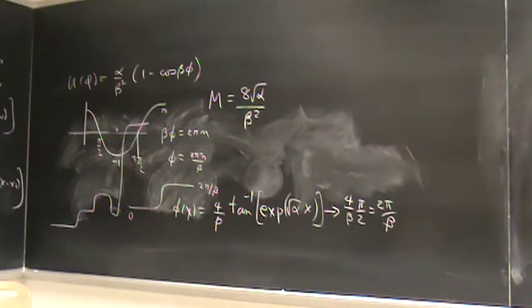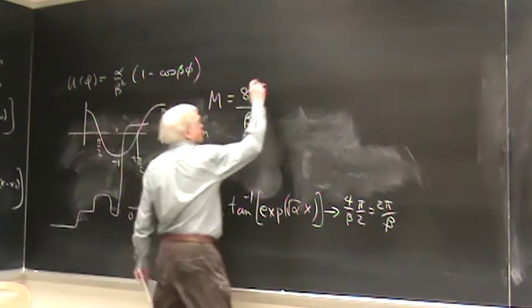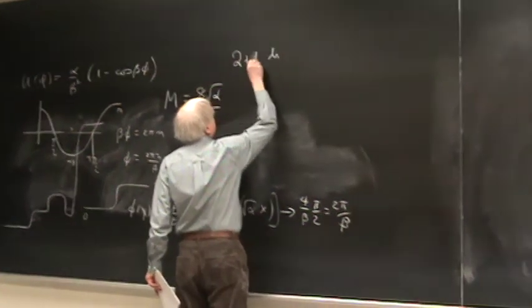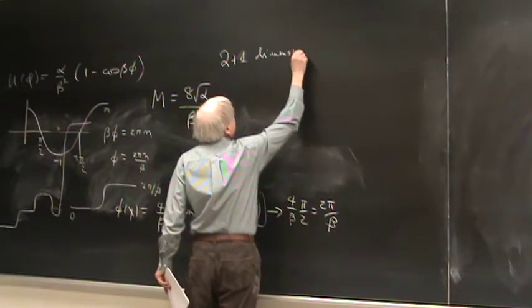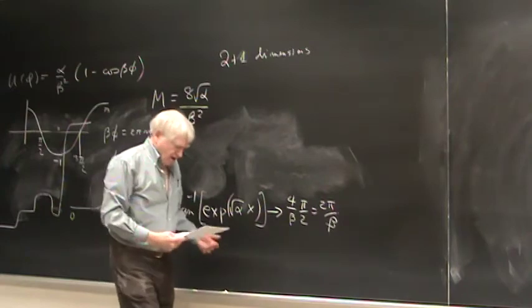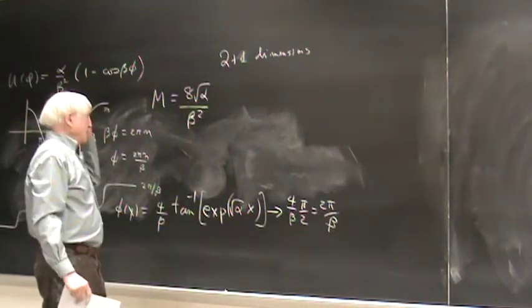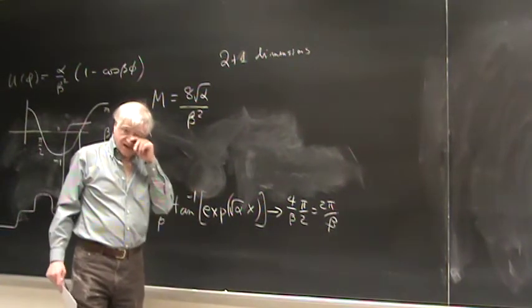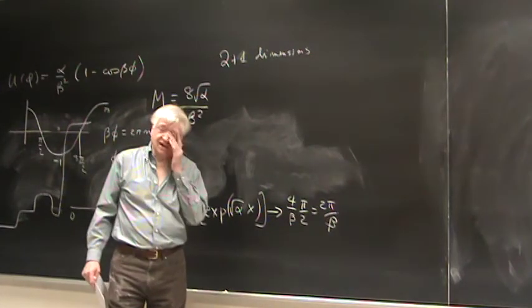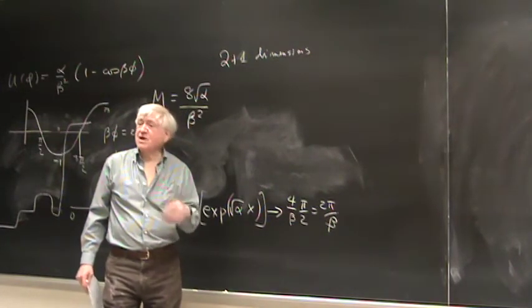Okay, let me back up, let's see. Let me go up in dimension now, and let's look at things in two space and one time dimensions. Two plus one dimensions. By the way, these one-dimensional kinks, as I said in class when I first did this, in fact, a tsunami is a kink.